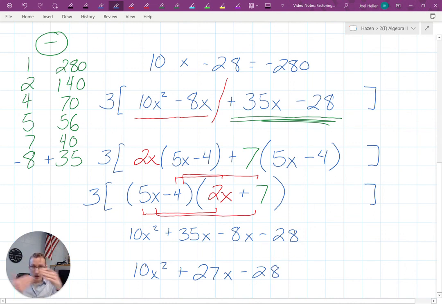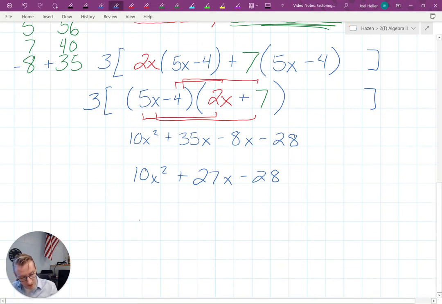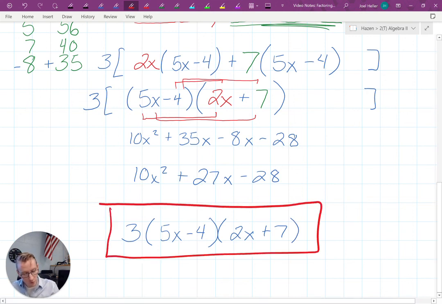Because I know that I just FOILed that expression, and I know that I got the original that I started with, I know that my factored form is correct. Rewriting this with the greatest common factor on the outside, it's going to be 3 times 5x minus 4 times 2x plus 7. And that is the final factored form of your expression.